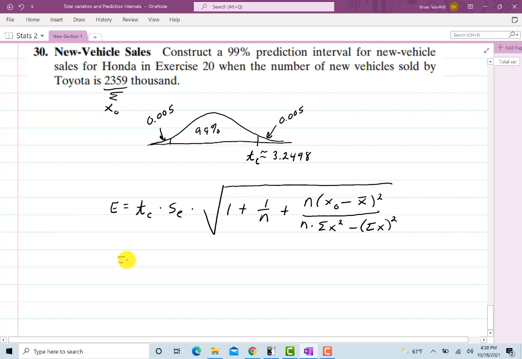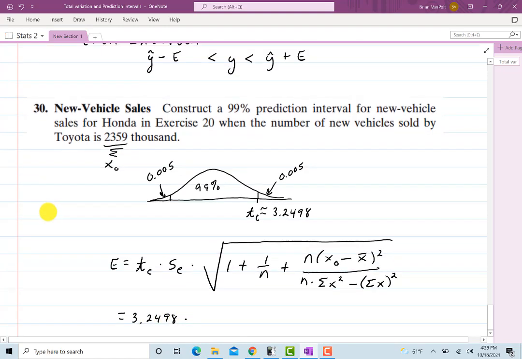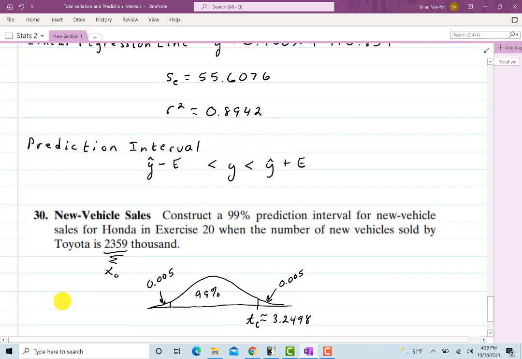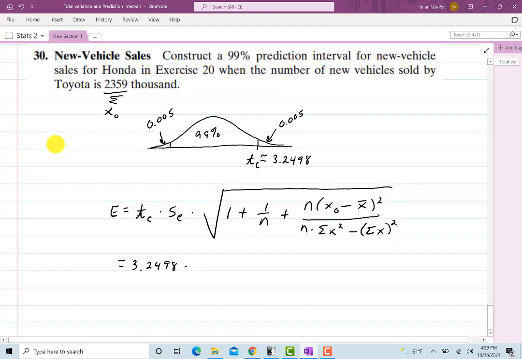So we have 3.2498 times, where's our S_E? 55.6076 times the square root of 1 plus 1 over 11 plus 11 times (2359. Remember, our data is given in terms of thousands, so I don't have to include 3 zeros at the end of this thing.